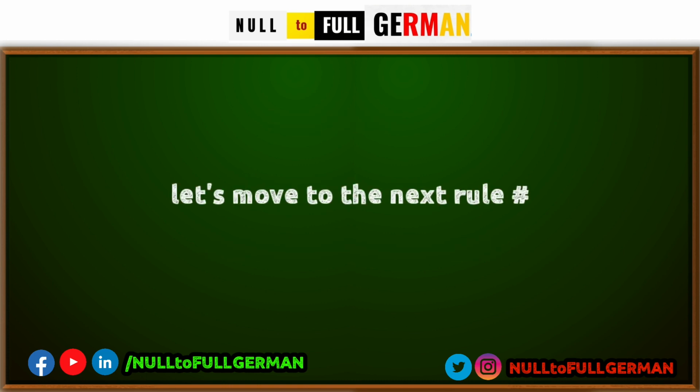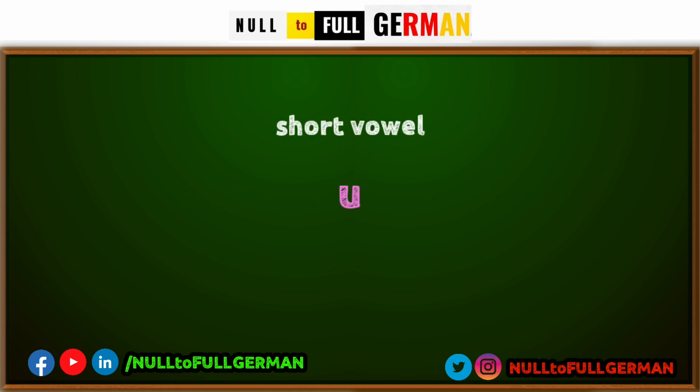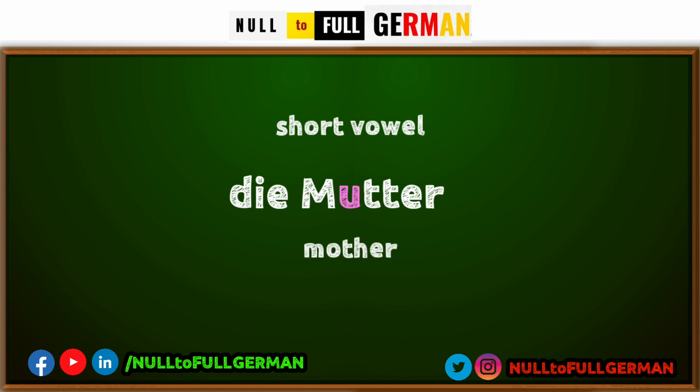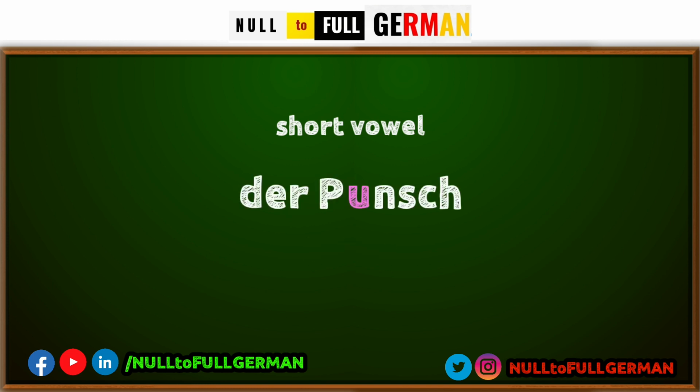So let's move to the next rule, which is short U, that is the short vowel sound of U. Whenever you come across 2 or more consonants, it is going to be a short U sound. Example, die Mutter, Mutter is mother. Das Futter, it means fodder for animals. Der Punsch means punch. It's a kind of drink. I myself don't know what kind of drink it is.